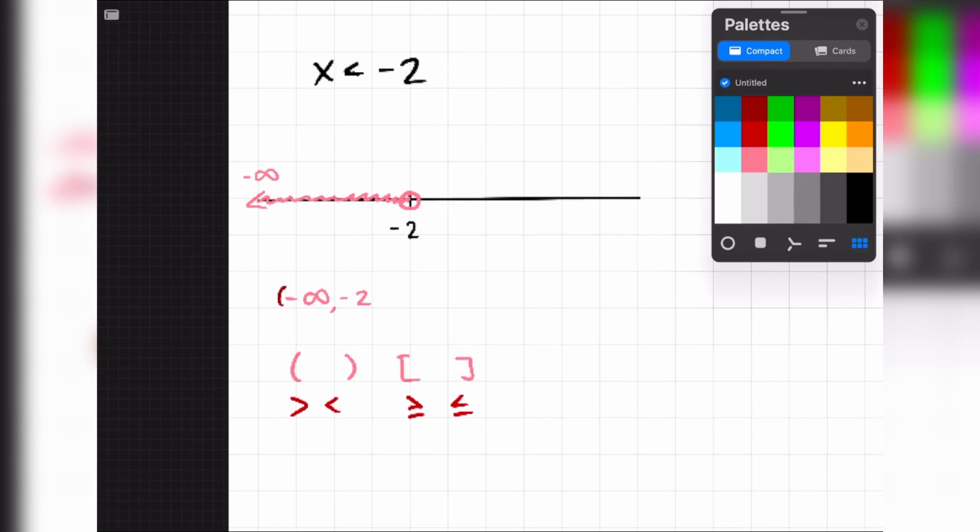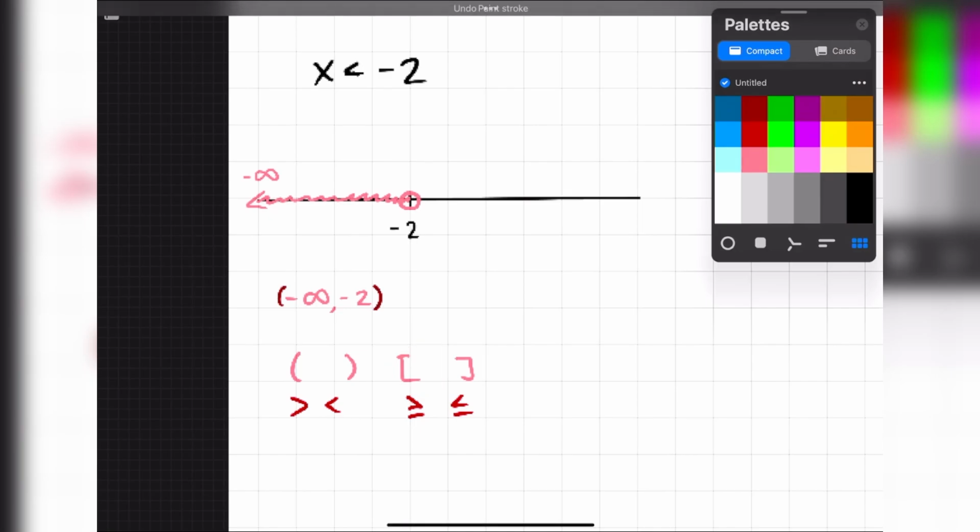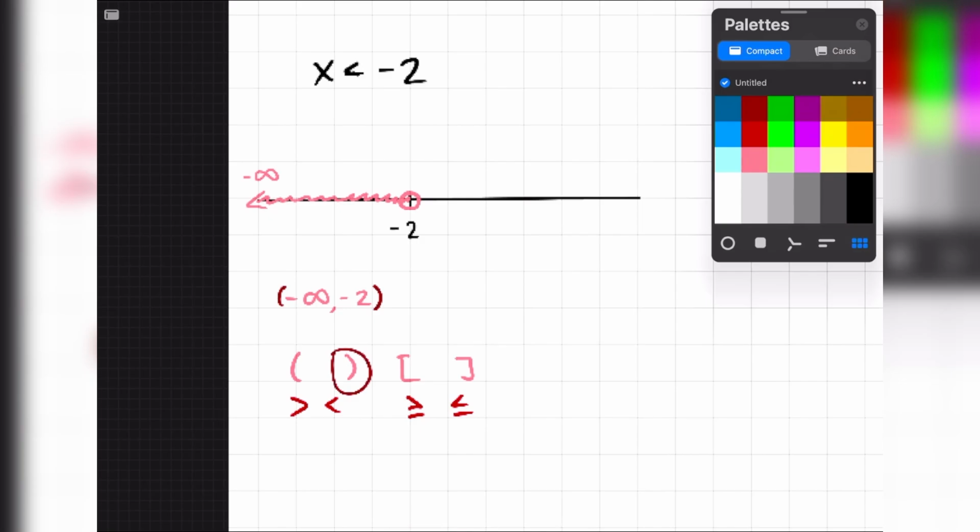It doesn't stop at a set number. And for -2, it is also going to be parentheses because while it does stop at -2, it is not equal to -2. So you would put a parentheses. Think of it as the brackets are more set in stone because it's square, it's very rigid, whereas the parentheses, they're curved because it's not, like I said, it's not rigid. It's including but not including.